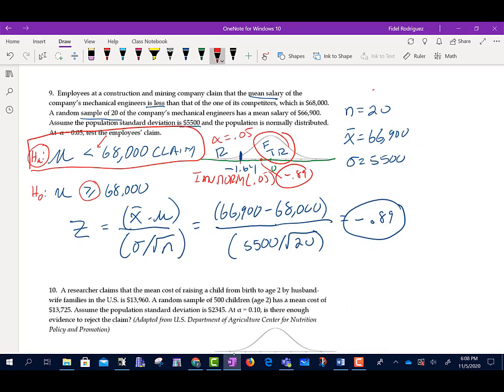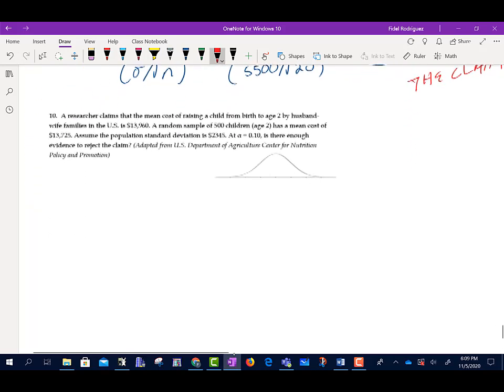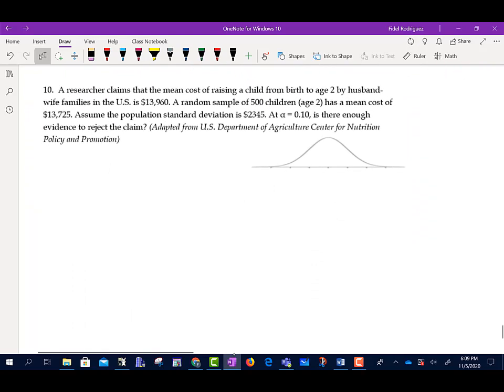Okay, so right here I'm going to say there is not enough evidence to support the claim. Okay, and that's number 9. Let's see, let's do number 10, and I think we're done with this section after this one here.